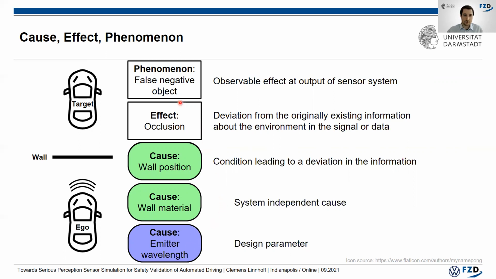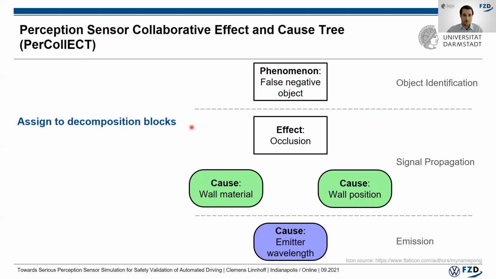And then we can sort these causes, effects, and phenomena into different parts of the signal processing of the sensor. We get these parts from functional decomposition. And in this simple example, we only have an emission block, we have a signal propagation block, and we have object identification. We can sort that into these blocks. As a next step, we can connect causes and effects. So we know these are the causes for this effect of occlusion within the signal propagation. So we can connect these. And also this effect is the reason for the overall phenomenon at the end. So we can also draw a connection here.